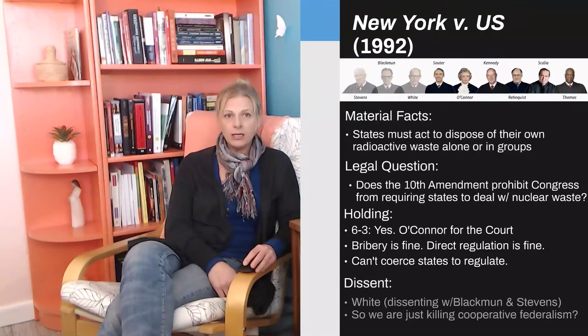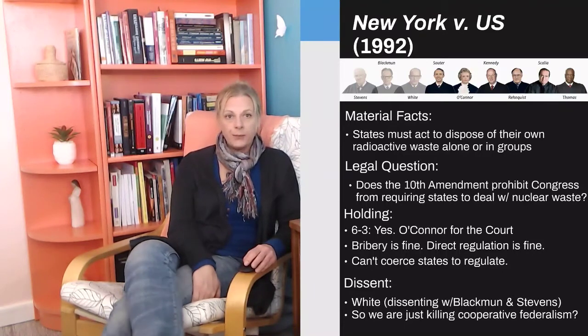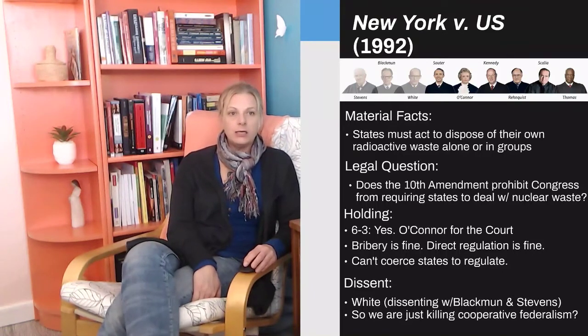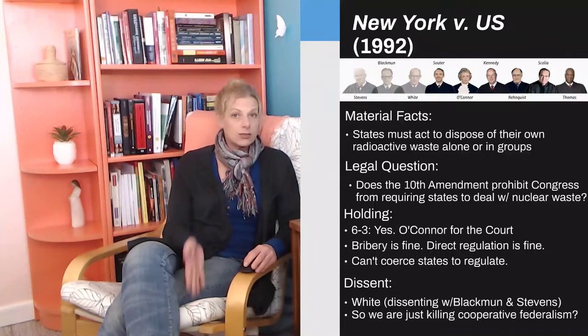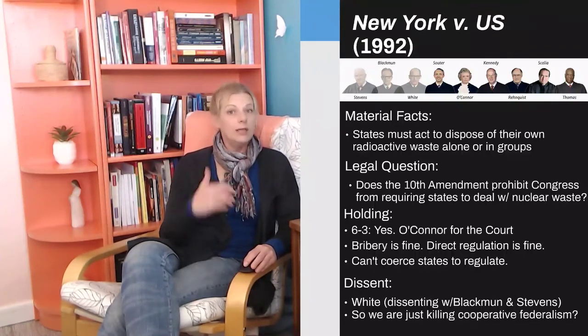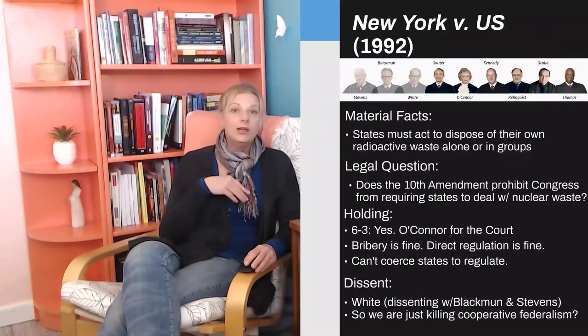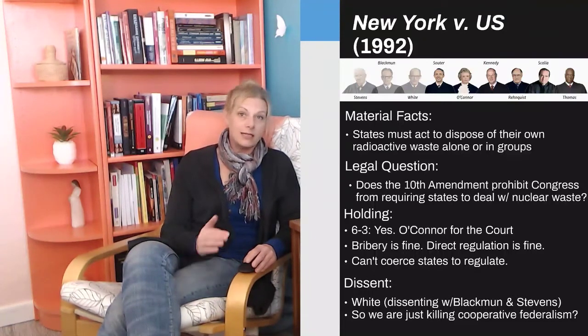The dissenting opinion here, Justice White writes the dissenting opinion, and he's joined by Blackmun and Stevens, and basically just says, so are we killing cooperative federalism now? I mean, this law was written with the very strong input of the state of New York, who liked this law until they got the benefits from it, and then after that they decided they didn't want a part of it anymore.